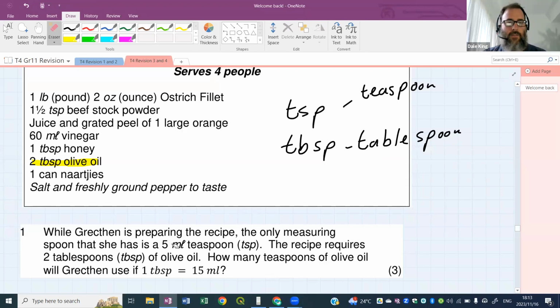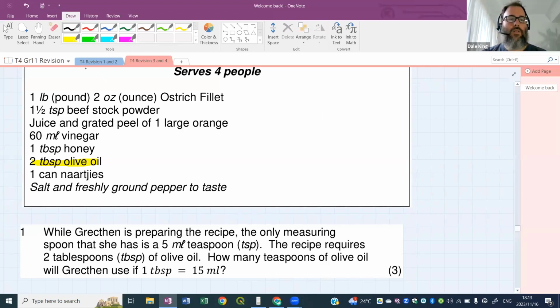She's only got a 5 ml teaspoon. The recipe requires 2 tablespoons of the olive oil. How many teaspoons of olive oil will she use if 1 tablespoon is 15 milliliters? How many teaspoons will she have to use for 2 tablespoons of olive oil? That's what they're asking. I'll give you guys a couple of minutes to try that one out.